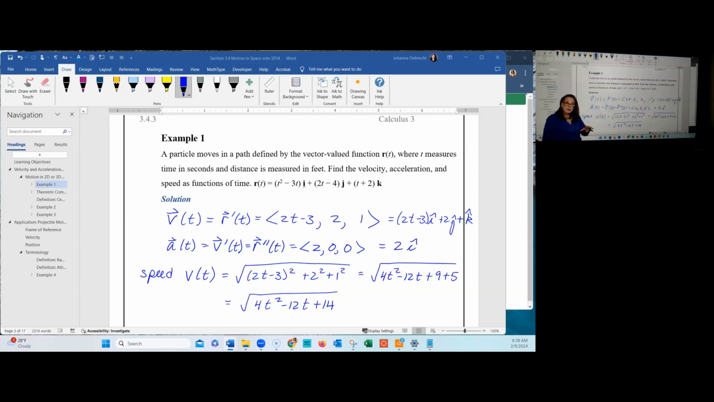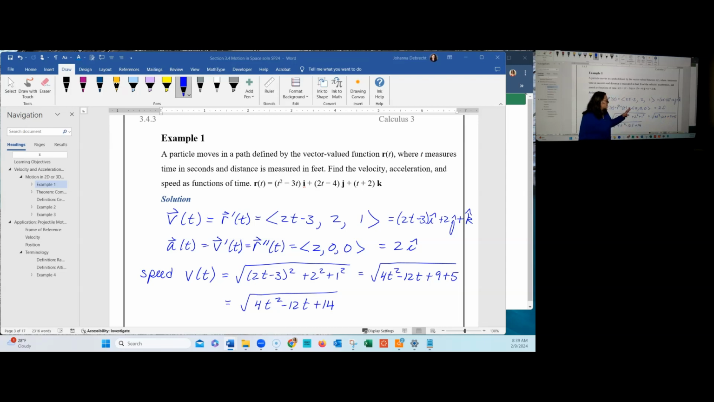So we take each component, square it, add them together, and take the square root. Note that when you multiply out 2t minus 3, you always end up with 3 terms. Don't square each one individually and think you're done. The outside and inside products do not cancel, they double. So you get 4t squared minus 12t plus 9.